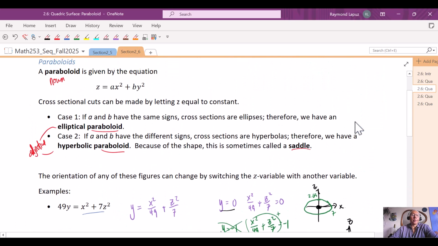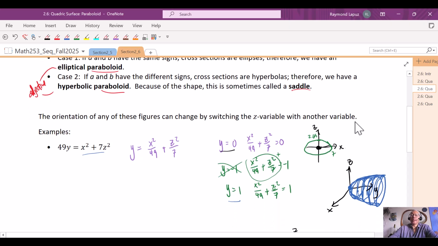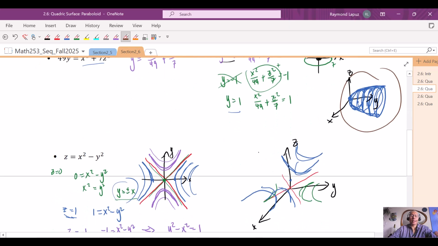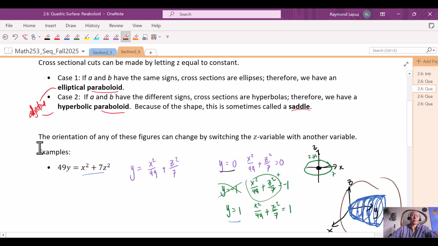We got elliptical paraboloids, which is what a regular paraboloid shape would look like. You would imagine that is a generalization of a parabola. But now, when your cross sections are hyperbolas, you have a hyperbolic paraboloid, which, as we saw, was in the shape of a saddle. Okay. All right, I hope that helps.